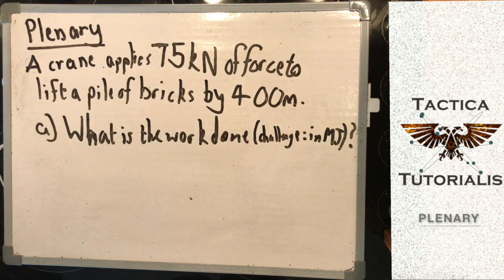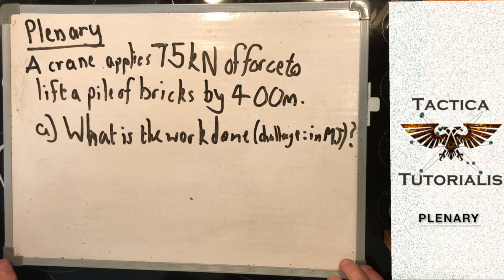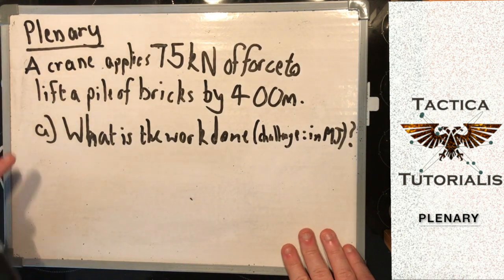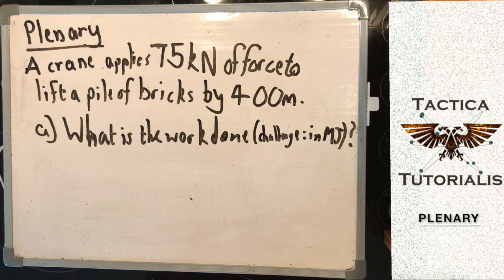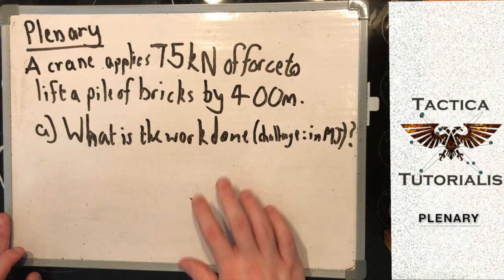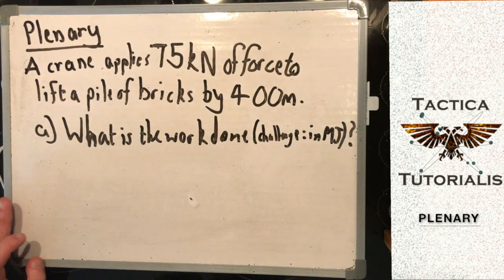So our final plenary activity, just to check our understanding, is as follows. It's a two-part question. Here's the first part, and then you'll have a go at the second part once you've done this. So I have here a question. A crane applies 75 kilonewtons of force to lift a pile of bricks by 400 meters. What I want you to do as your little task, and write this question out, put it at the bottom of whatever you've been writing on throughout this lesson, is to tell me what the work done on the bricks is.